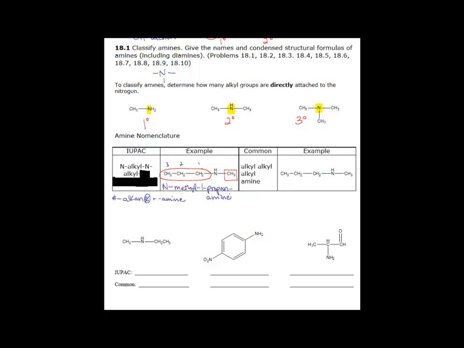For common nomenclature, amines are very similar to ethers. You cover up the nitrogen and you name the alkyl groups on either side. So this will be a propyl group. This will be a methyl group. So list it in alphabetical order. It's going to be methyl, propyl, amine.